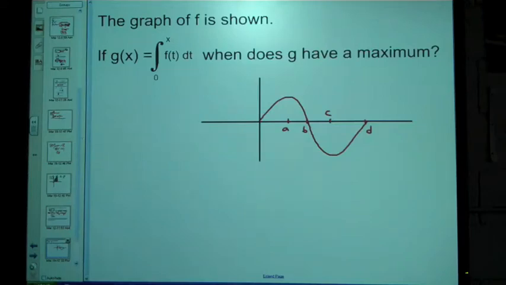This is a new problem. This was not in your notes before. All right. When does G have a maximum?